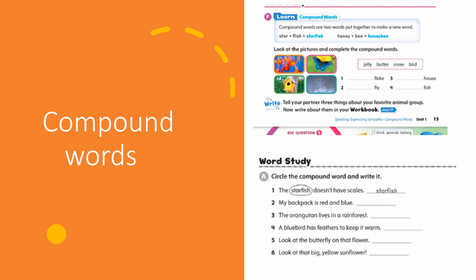So right now, come to page number 9 of your workbook. I'm giving you 5 minutes to do this exercise by yourself. Then I will discuss this exercise verbally with you. Circle the compound word and write it. You need to read the sentence first and see which is the compound word. Circle that compound word and then write it in the blank. Okay? So just start now and I'm waiting for you.